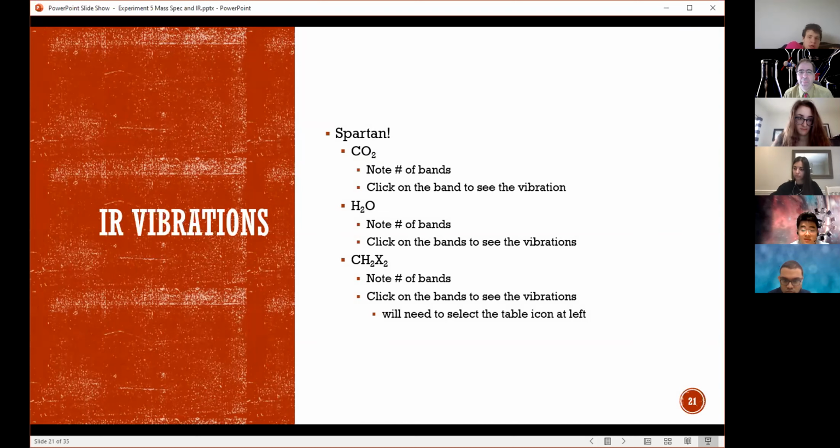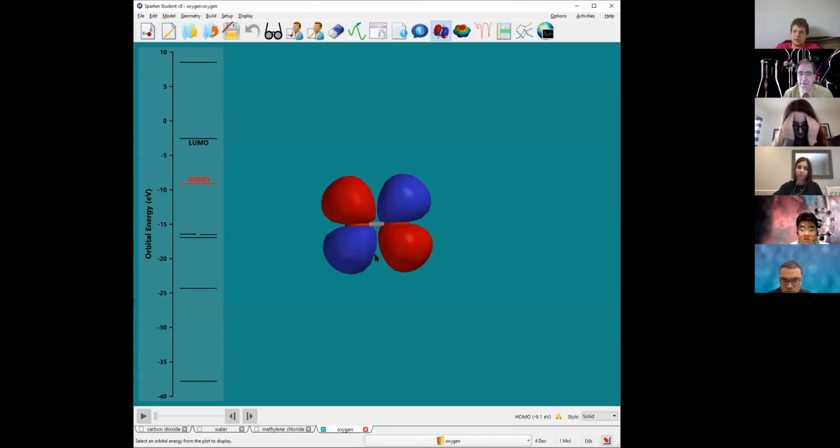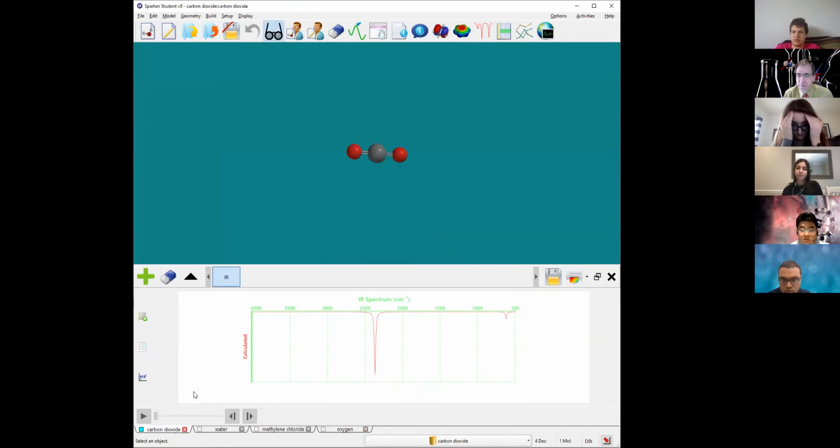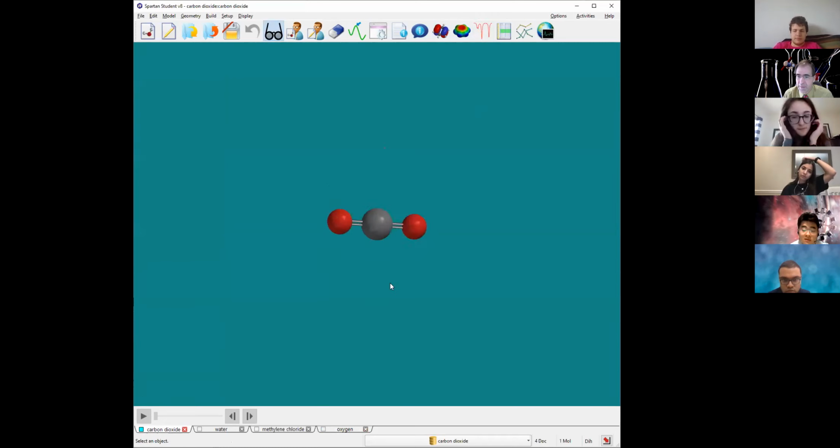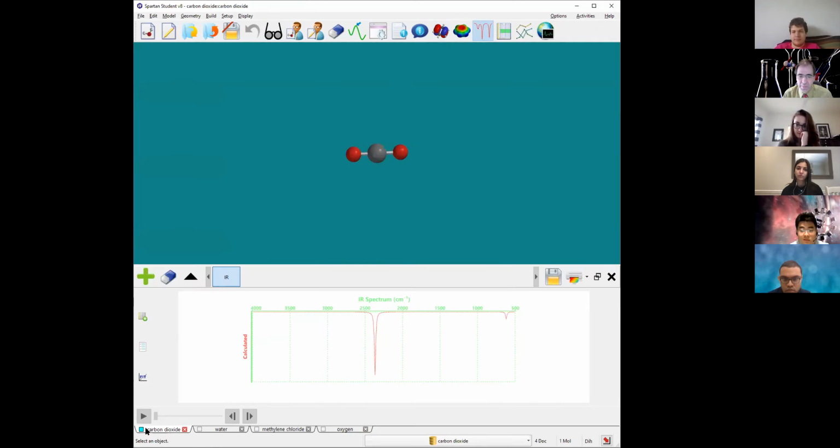So let me pop over here to Spartan, and hopefully it's going to continue to work for me. Yes, I'm on the VPN. All right, so here's our carbon dioxide molecule. Now, this is a nonpolar molecule. Carbon and oxygen don't have the same polarity, but remember that you've got a polar bond here and a polar bond here. They just end up canceling each other out. All right, let's look at this. So this squiggly thing up here is a spectrum. I can click on the spectrum, and I've already done the add, and I added the IR here. And so this is the spectrum.